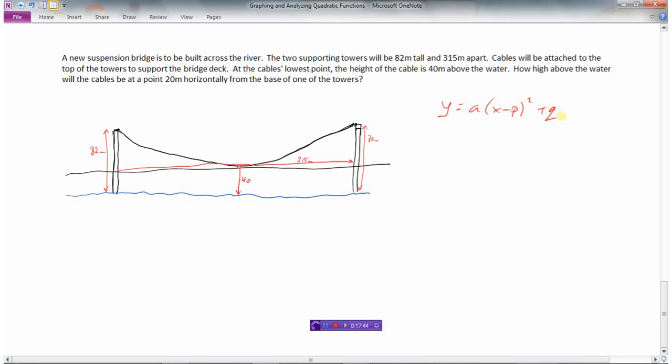Now the vertex is probably easiest if we pick this point right here. So let's say this point right here is going to be our vertex, and you know what? Let's make that the point 0, 0. Because if we can make that 0, 0, then we've just found that P is 0 and Q is 0. So our equation has just become y equals ax squared.